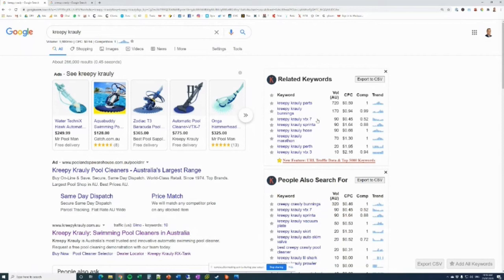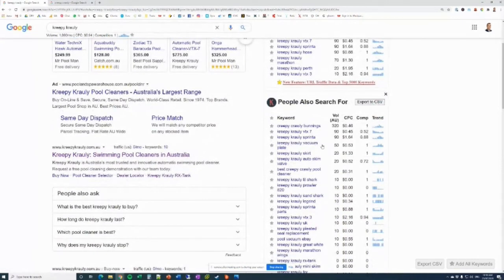If you were trying to look for terms that you could put in as negatives, things that you don't want, for example creepy crawly marathon, you probably don't want to trigger an ad on that. Keywords Everywhere is a really cool little app that you can use to help build out your keyword lists.